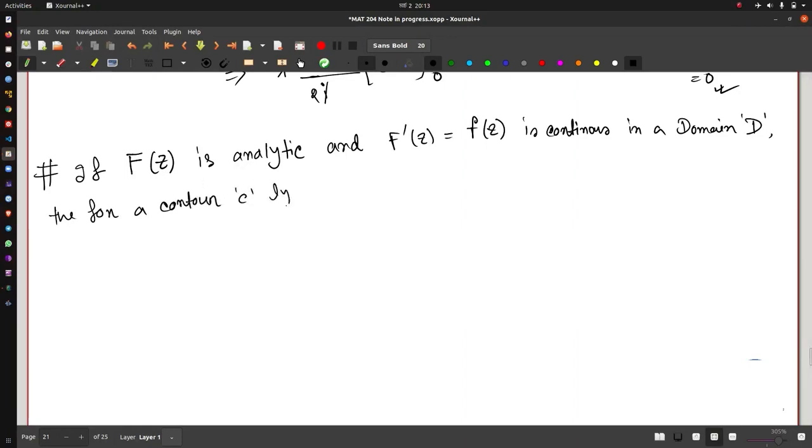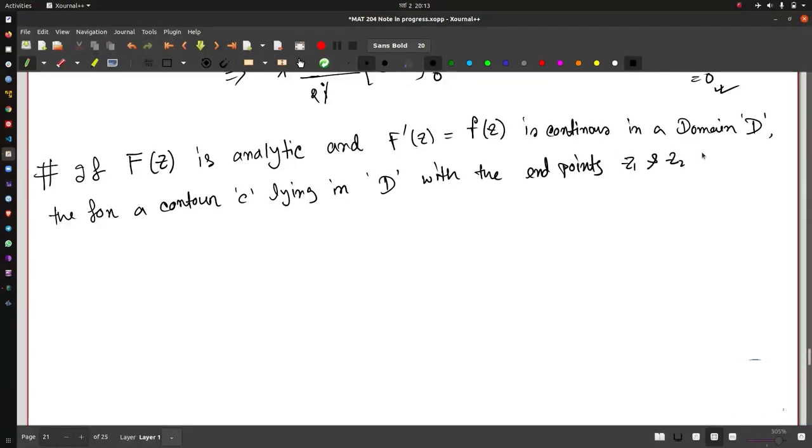C lying in T, that means the contour itself is existing within that domain, with the endpoints z1 and z2 respectively, then you can have this following result.